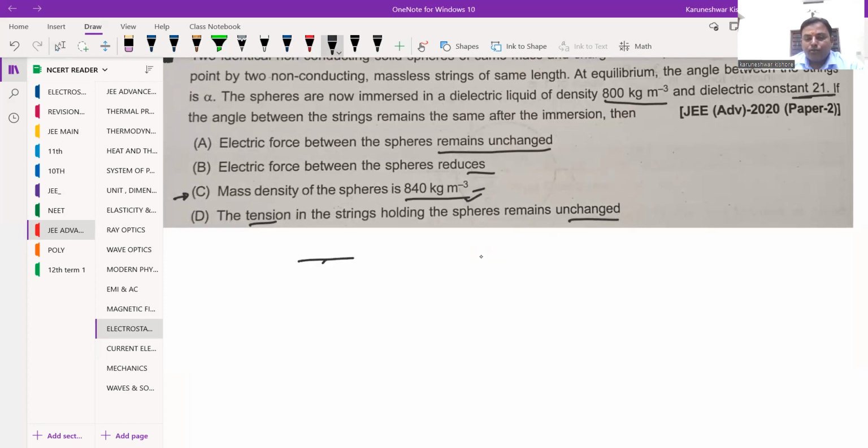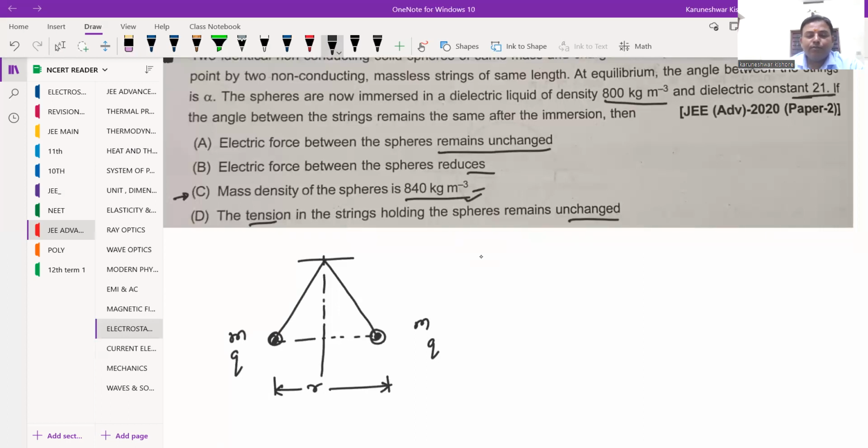Initial condition: I am considering a string here, and the block here is attached with the string. It is identical in nature, with the mass, and let's suppose I am considering charge q. Here also the mass is m only and the charge is q. Now when it is in equilibrium condition, let's suppose the distance between them is r, and this is the equal length of the string, and this angle is theta, this angle is also theta due to symmetry.